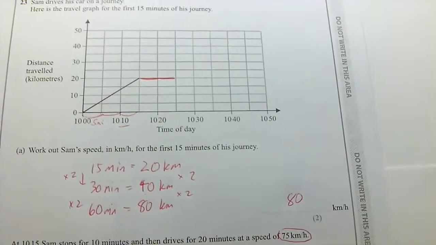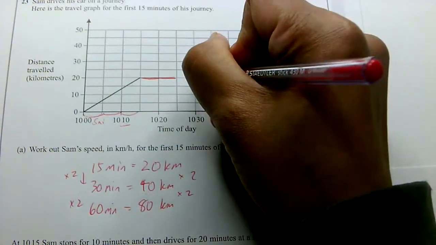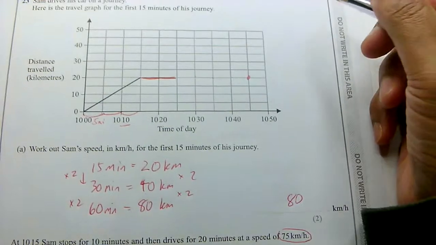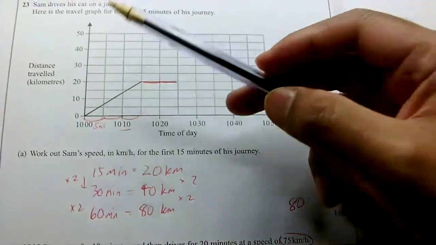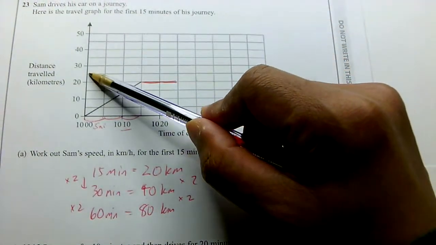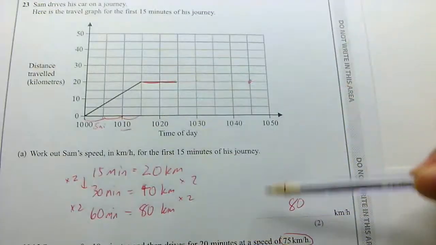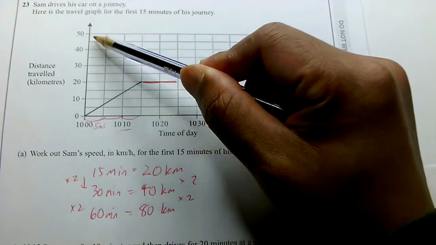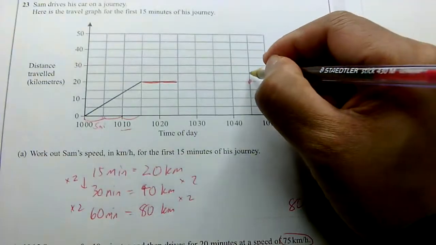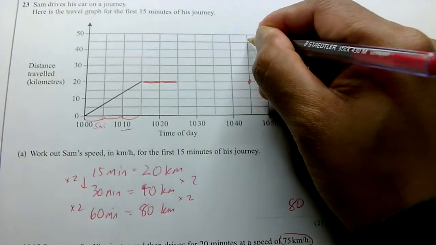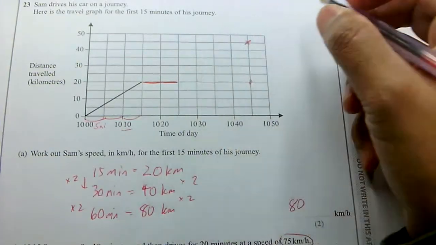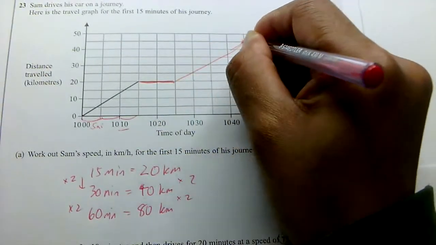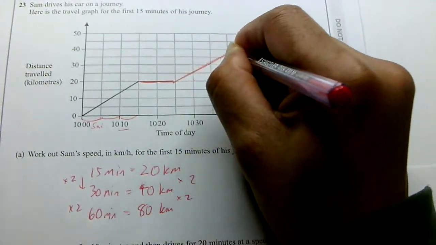So I'm going across 20 minutes, 5, 10, 15, 20. And I'm driving 25 kilometers. So from 20, I'm going 25 kilometers. So 5, 10, 15, 20, 25. So it should be here. So that is my answer, and I don't have my ruler handy. Just draw a line connecting them.